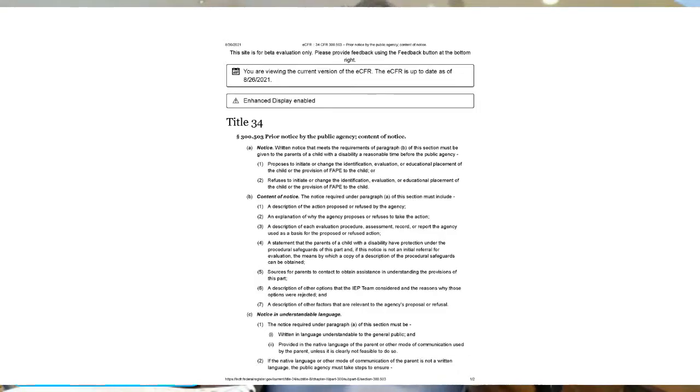Now, when you get home after the meeting, the district has to provide you with prior written notice of their refusal to do what you ask. Two things are going to happen. If they agreed, it's going to be in the IEP. If it's not in the IEP, it's a refusal. If they refuse, there are seven things they have to include in the content of the prior written notice. They don't just get to say whatever they want. They have to answer certain questions.